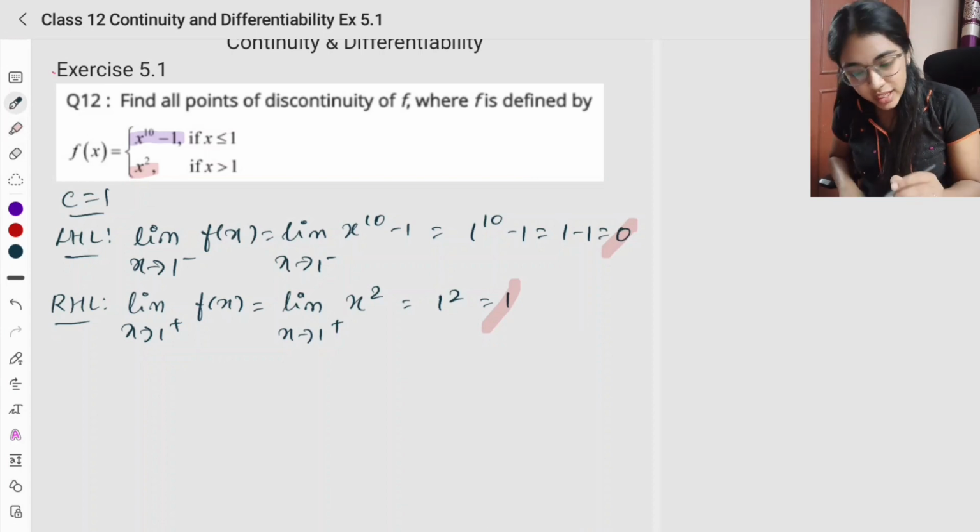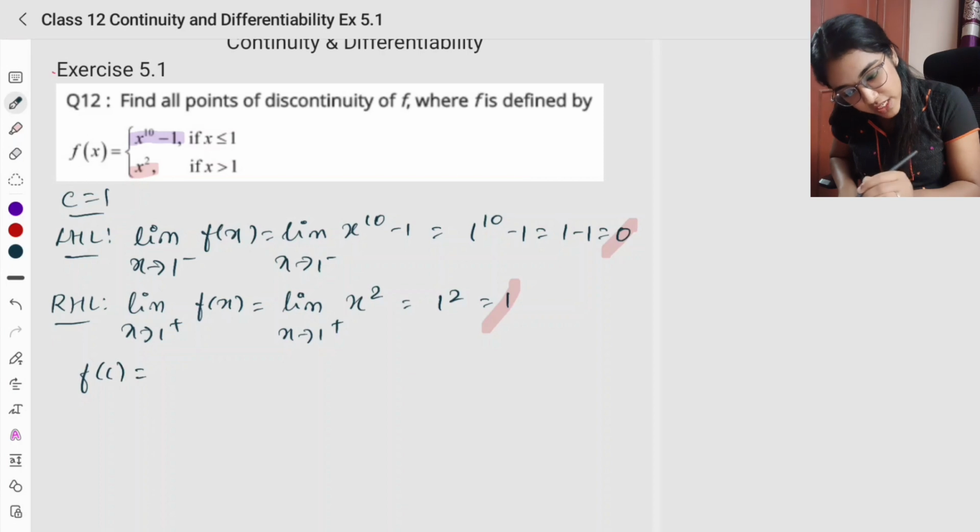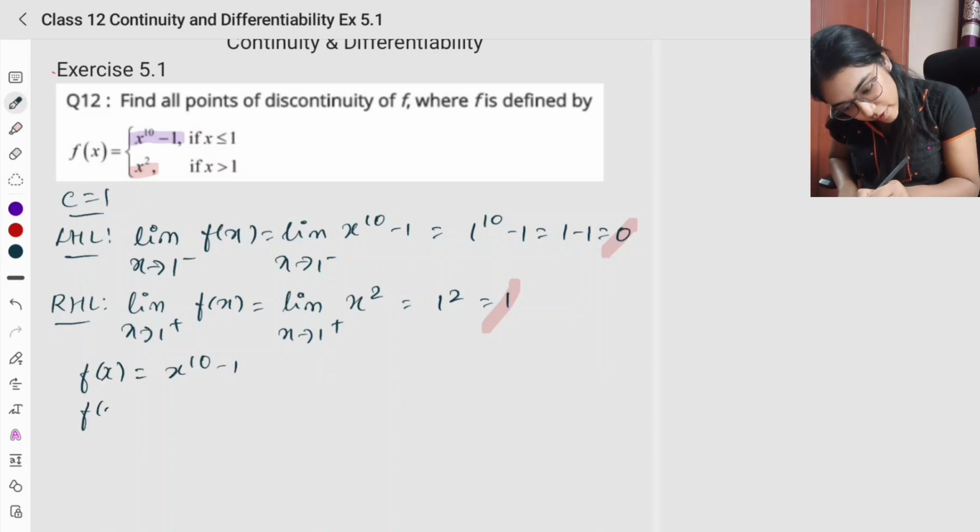So left hand limit, right hand limit equal illa, but you are supposed to find your f of c. What is my f of c? It is x to the 10 minus 1. This is my f of x. அப்ப f of c என்ன ஆகும்? c to the 10 minus 1. And what is my value of c?